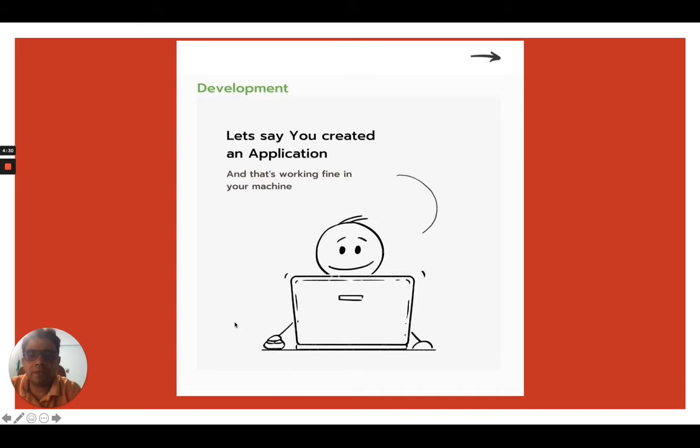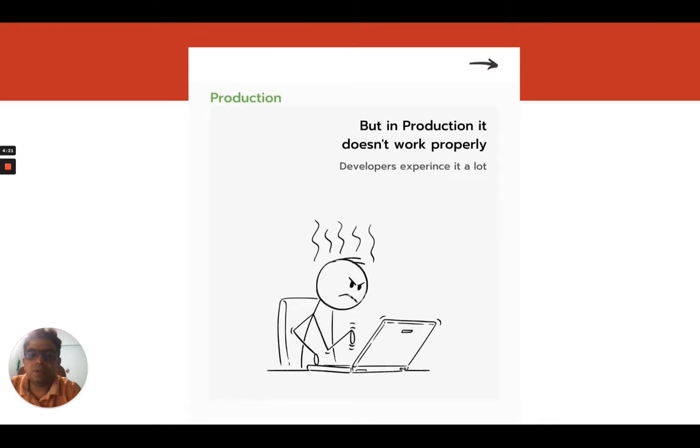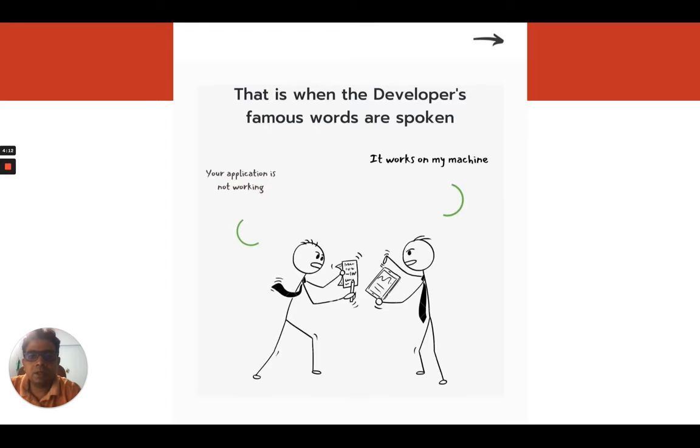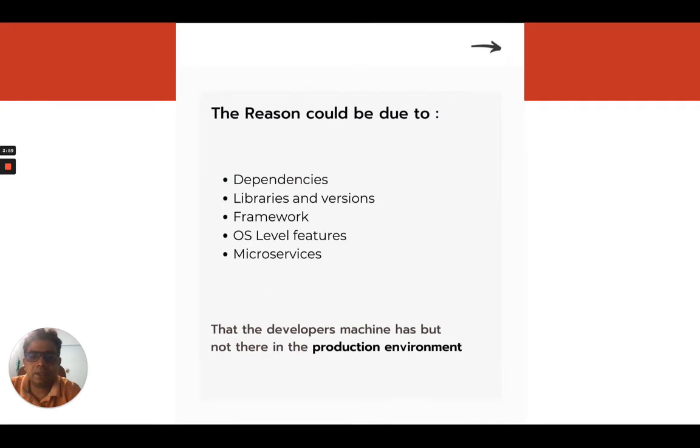So now why do we need this? Let's say that you have created an application and it is working fine on a local machine or on an integration server, but on the production or staging server it doesn't work properly. Developers experience this kind of thing a lot of times. You will say that it works on my machine, but the QA or the folks on production will say that it doesn't work on production. So everyone will start fighting and there will be chaos created.